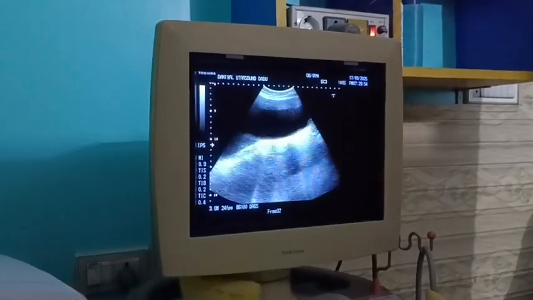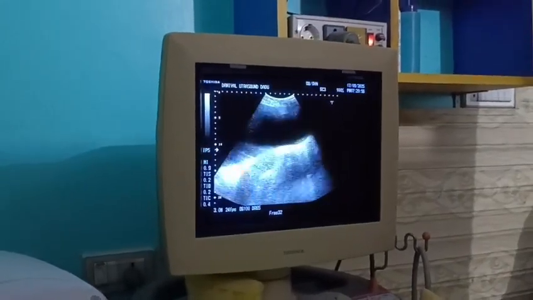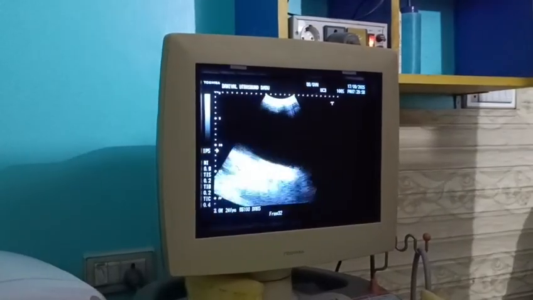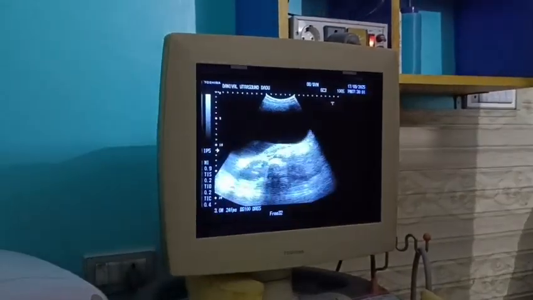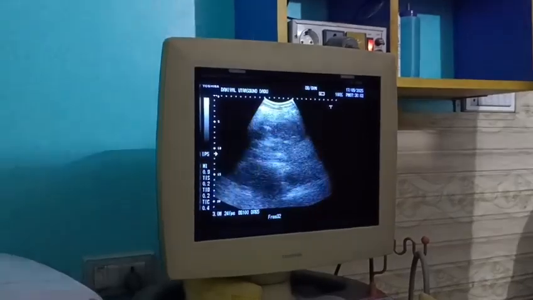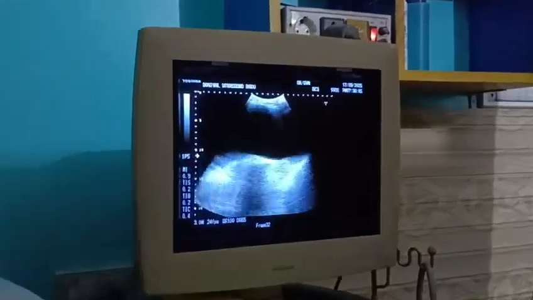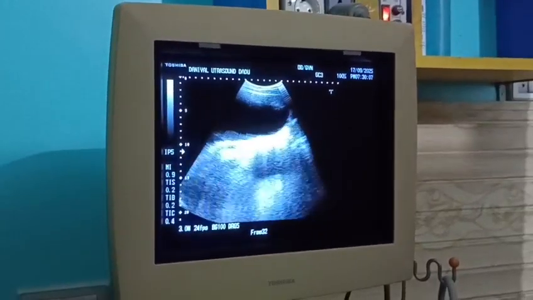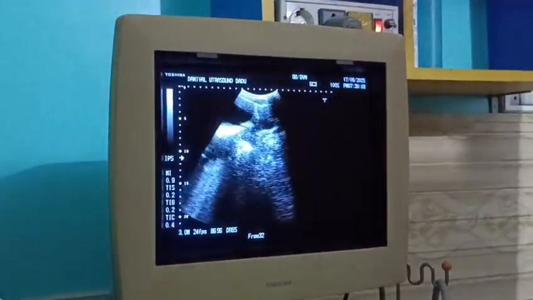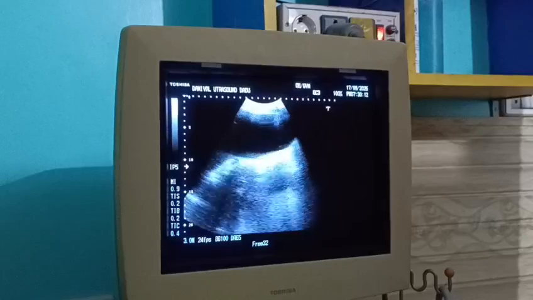Here we have a patient who got married 6 months ago and is complaining of pain and swelling in the abdomen and secondary amenorrhea. Now let's see what is coming out. This is a pelvic scan.